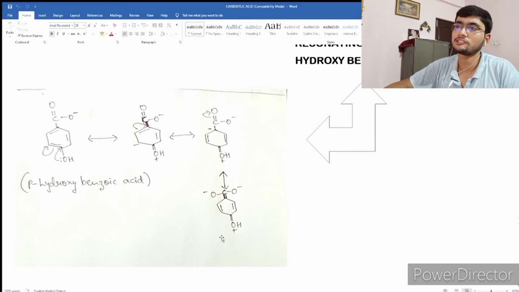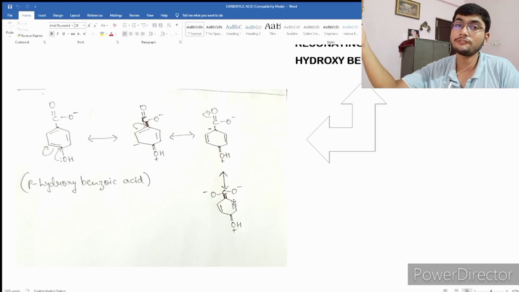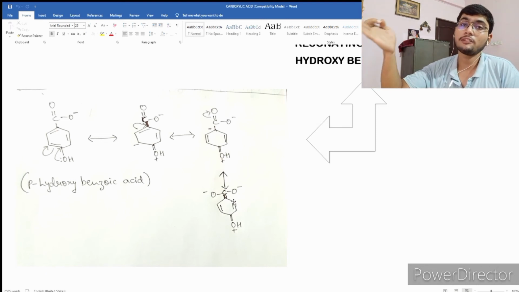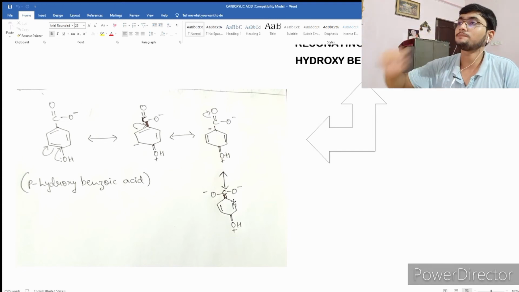Now if you see the last structure, there is a carbon atom with a double bond. This is the carboxylate ion. This was the carboxylic group, and the carbon atom of the carboxylic group has a double bond on it. This means that the electron density has increased on the carbon atom of the carboxylic group, which means that the negative charge of the carboxylate ion will get intensified. So this means that it will reduce the acidity of the carboxylic acid.